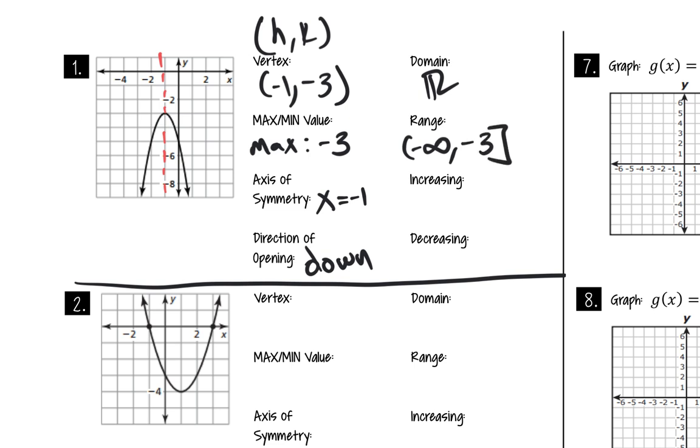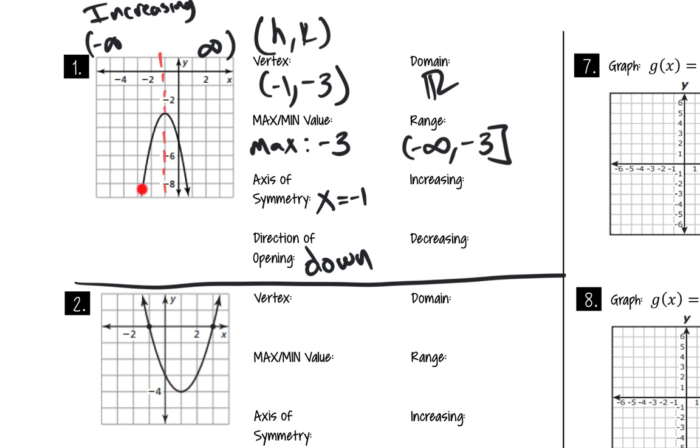Now for increasing and decreasing, that's where I really use my axis of symmetry, because that's where my graph stops going one direction and it starts going the other direction. So I'll start with increasing, and we're going to use the x values. On the left side, x is always negative infinity. On the right side, x is always positive infinity.